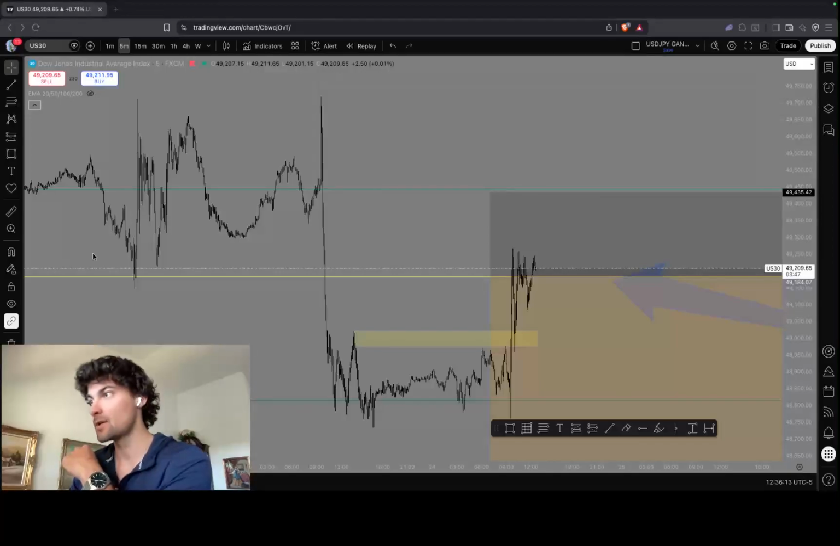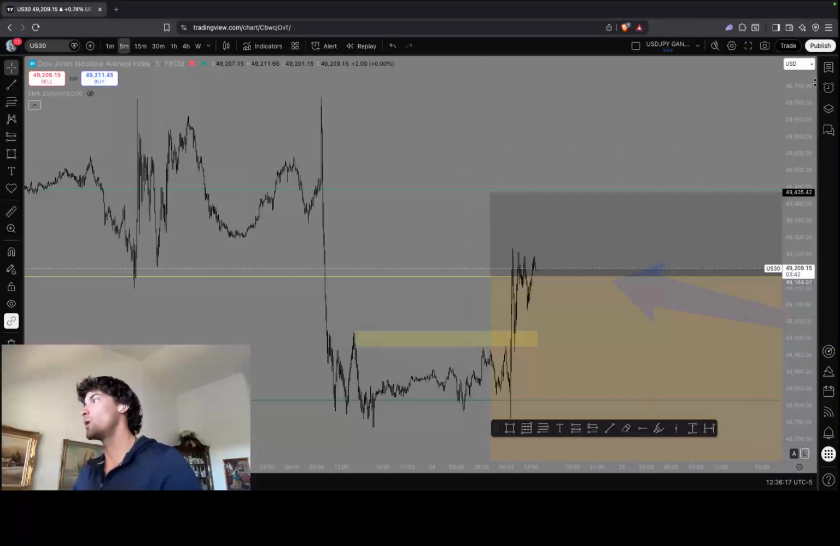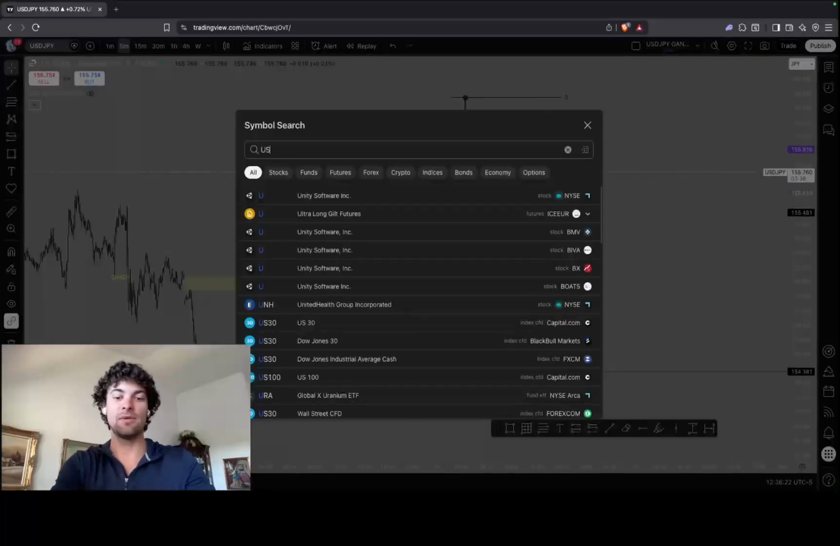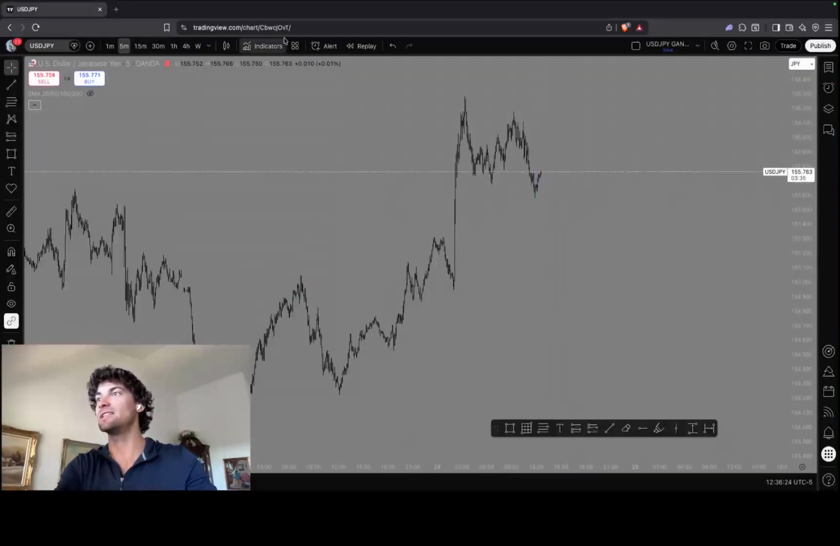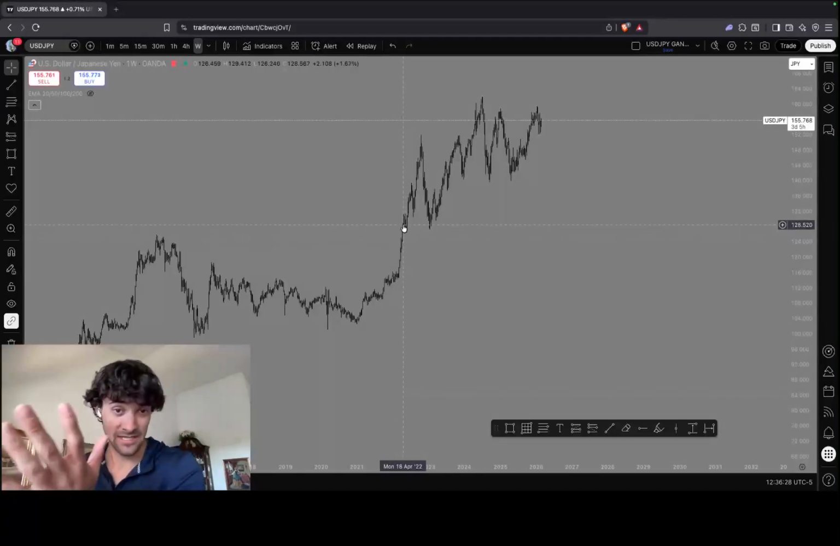All right. So let's talk about market structure. Market structure 101. We're going to go to USD JPY to look at market structure. It's got the cleanest market structure, in my opinion, right now, as of today.